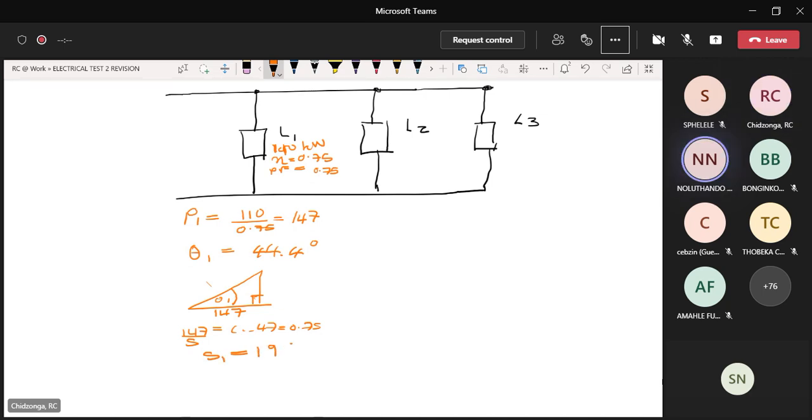If you say shift cos 0.75, it's 41.4, not 44. Oh, okay. All right, it's a correction. This number here is 41.